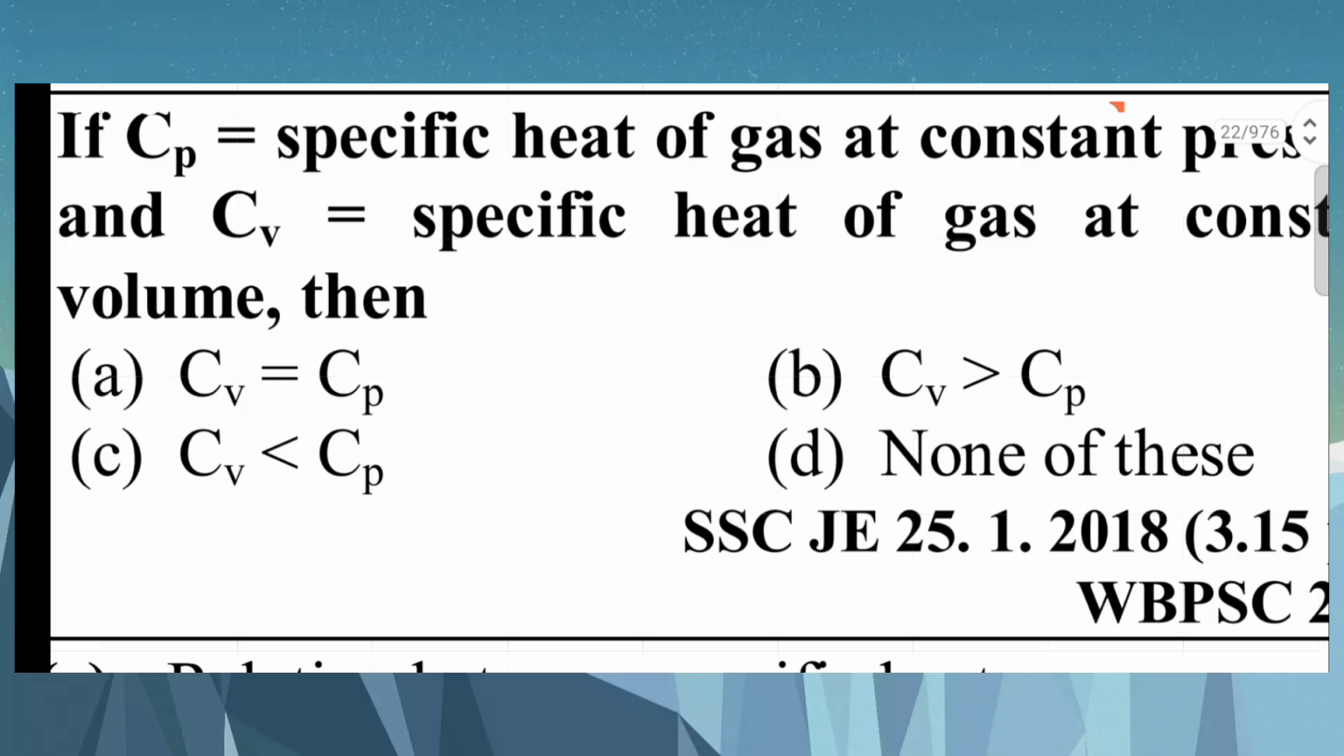If Cp is the specific heat of the gas at constant pressure and Cv is the specific heat of the gas at constant volume, then we know that Cp is greater than Cv. Okay, Cp greater than Cv. Option C is the right.